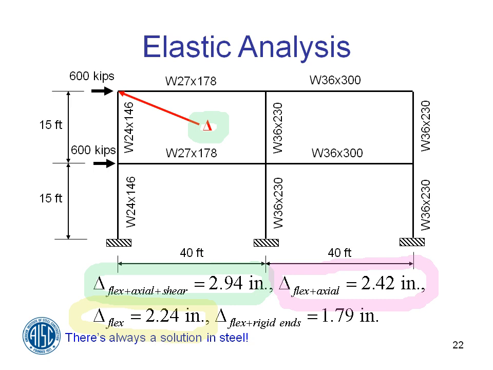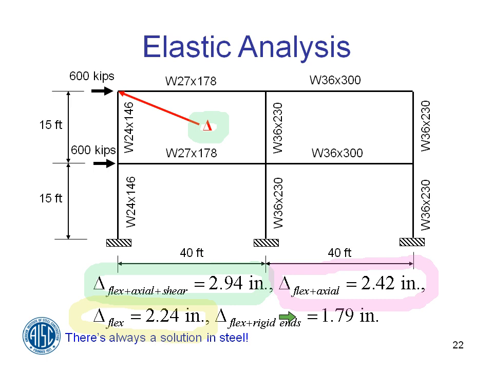But if we go one step further and incorporate rigid ends, in other words, we go from the face of the column to the face of the column, and from the face of the beam to the face of the beam, and don't include what's going on within the joint, just use rigid joints, the same deflection is all the way down to 1.79 inches. So we've got to be careful what we include.